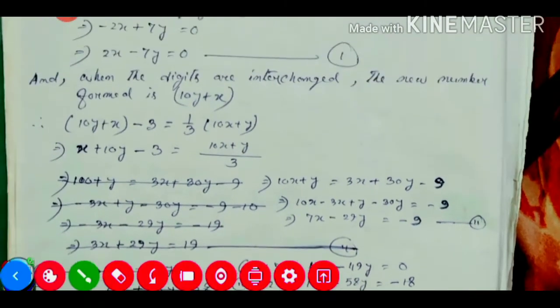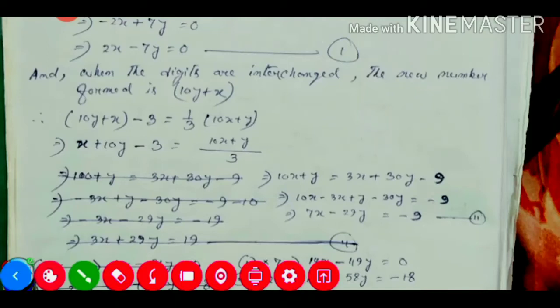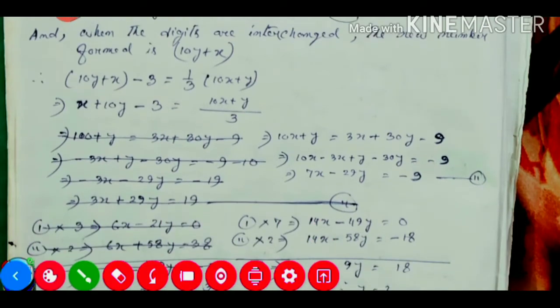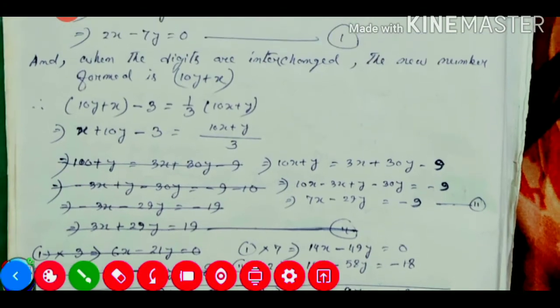Now we'll see equation number 1 and equation number 2, is anything similar? Nothing is similar. The y coefficient is 2 and here the y coefficient is 7, and it is y coefficient 7 and y coefficient 29, which means it is not equal, so we need to make it equal. So we are multiplying equation number 1. Which one are we making equal? Suppose x we are making equal, so equation number 1 we need to multiply with this 7, the coefficient of x in equation number 2. So equation number 1 with 7 if we multiply, it will be 14x minus 49 is equal to 0.